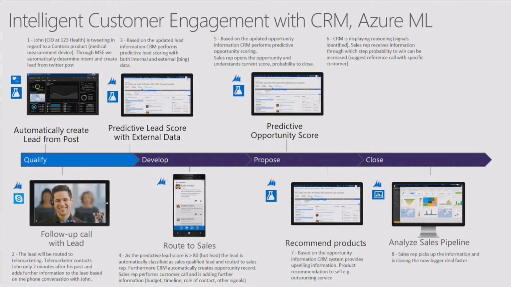Now you move from qualify to develop phase, where now it is a concrete opportunity, and you are trying to figure out, of all the opportunities, which opportunity you need to focus on. So you can leverage the predictive opportunity scoring to decide and figure out where to focus. If this is an existing customer, you can recommend new products. You can cross-sell or upsell depending on where the customer is in your customer chart. And then finally, you can analyze your pipeline with Power BI and apply all these capabilities to simplify, improve the productivity, and improve the revenues and turnaround for your goals.